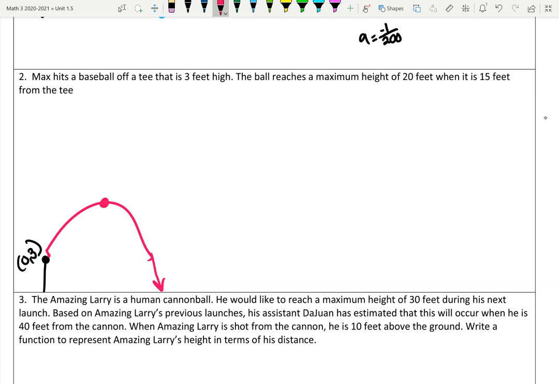It's at a maximum height of 20. The height represents the y value. So I know it's going to be 15 feet, comma, 20. Again, I'm giving vertex form. So I'm going to go ahead and replace my values. f of x is equal to a times x minus h squared plus k. I'm going to go ahead and plug in some stuff.